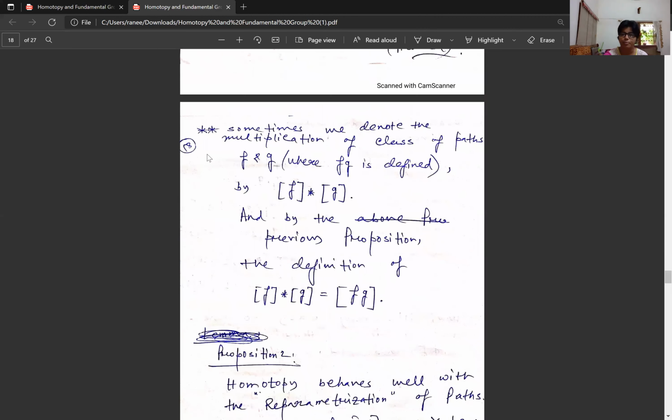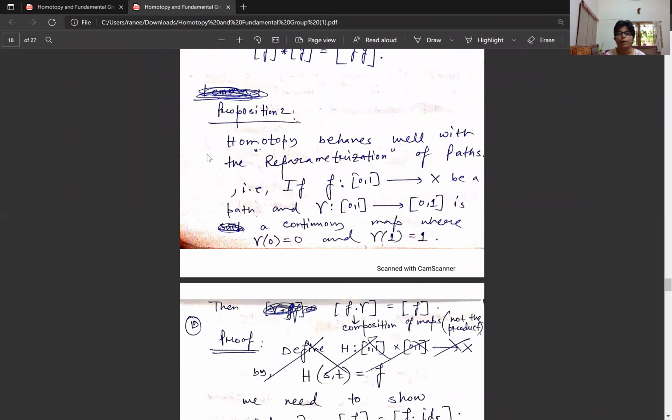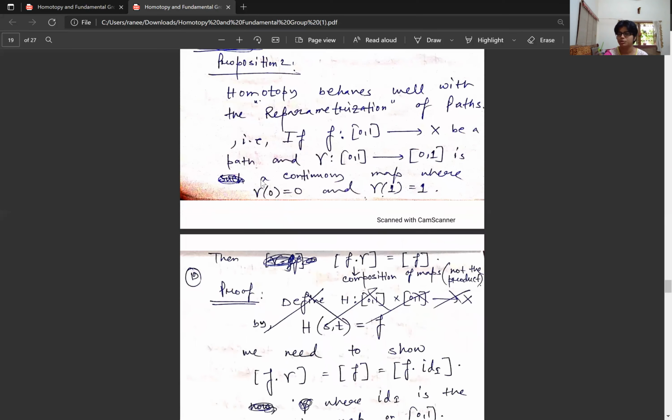Then we defined reparametrization. A reparametrization is just a continuous function from the closed interval [0,1] to [0,1], and we saw that homotopy behaves well with the reparametrization of paths. That means if g is a reparametrization of the path f, so that g can be written as f composed with some reparametrization gamma, then g and f are homotopic to each other. So homotopy also preserves the reparametrization of paths.